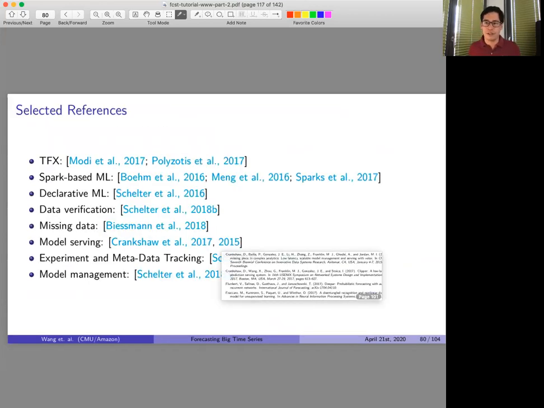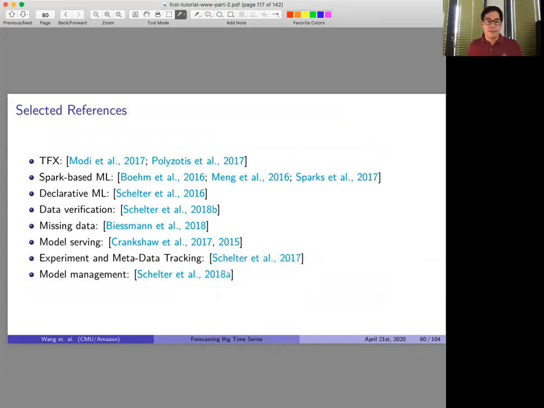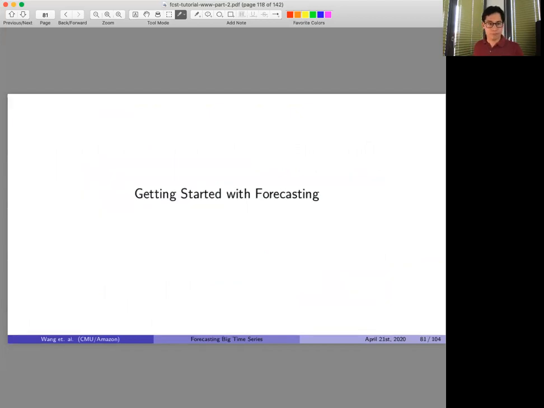And then there are some references here on the components that you may need to build forecasting or machine learning systems. Now, if you want to get started with forecasting, I think typically you wouldn't be doing that by building a forecasting system, but rather by trying out some stuff on your laptop maybe. So I wanted to go over some practical tools you have available to get started here.